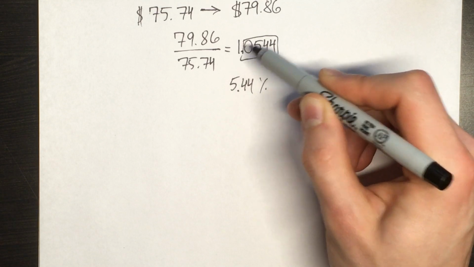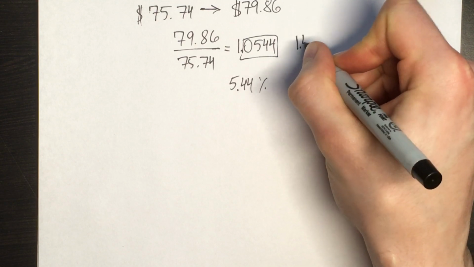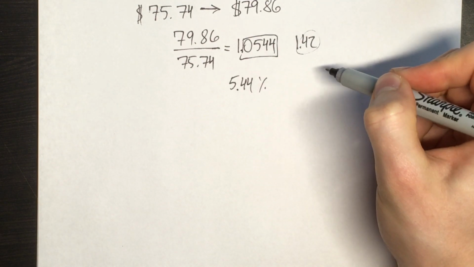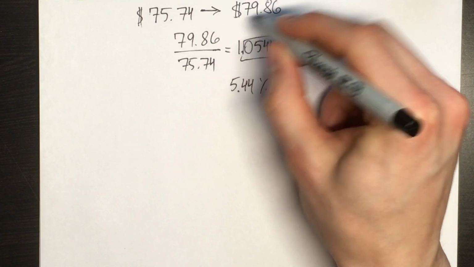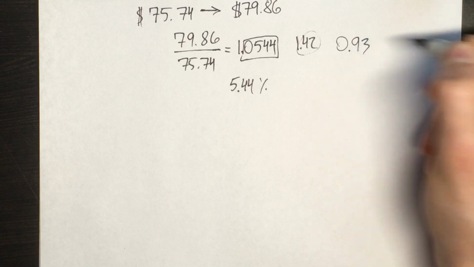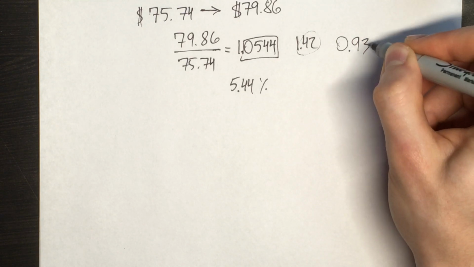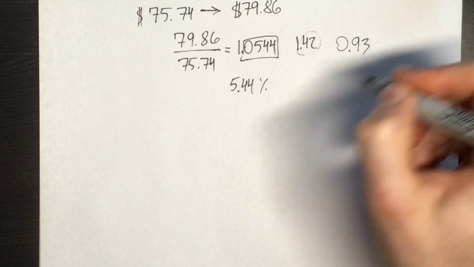So if it was like 1.15, that would be a 15% increase. If it was like 1.42, that's a 42% increase. If you divided the latter one over the initial and it was 0.93, that's a decrease of 7%, right? Because you're comparing it relative to just 1.